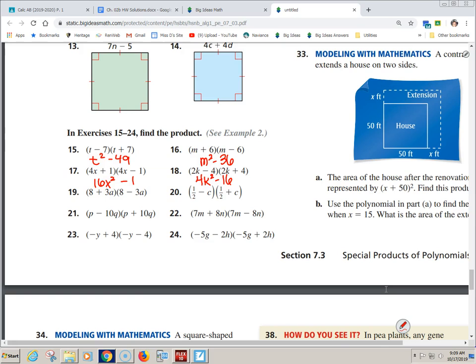Check your next even, my sophomores. That was number 18. Did you get it right? 2k times 2k is 4k squared. Squared minus squared. Number 19. Levi, got it? What is it?